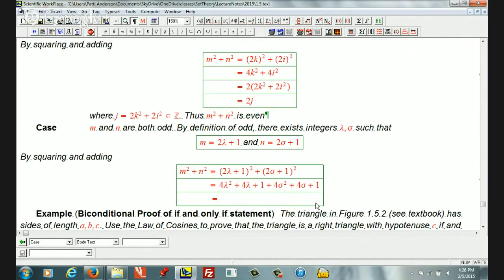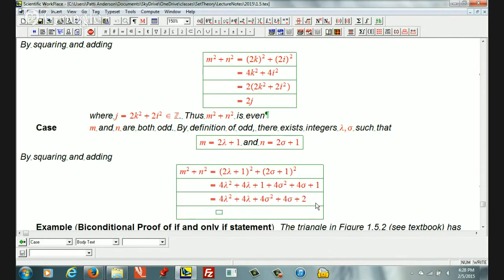Okay, and then what? Add the ones together, right? Let me add the ones and then factor the 2 out. You're ahead of me. That's a very good thing, that you can see that step. And then factor the 2 out. So then you're going to have 2 times lambda squared plus lambda plus sigma squared plus sigma plus 1.